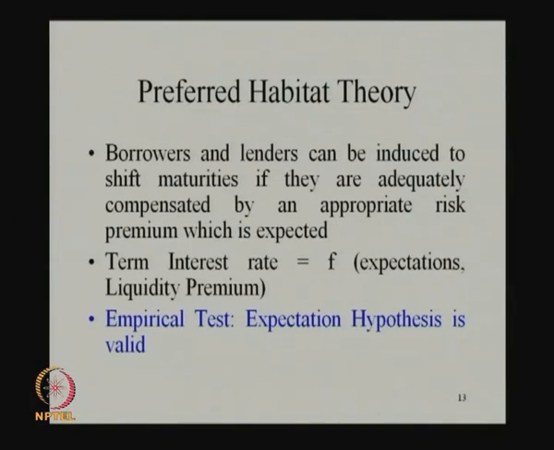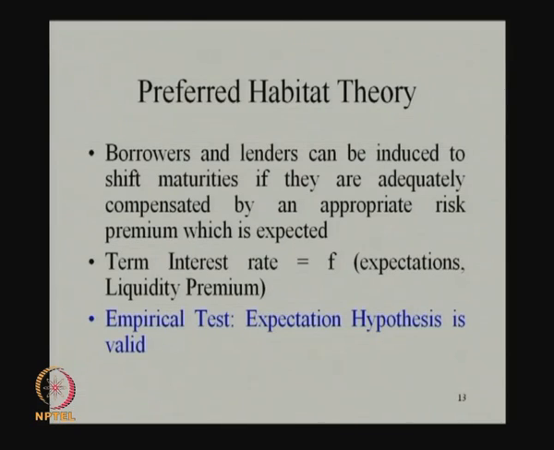And the preferred habitat theory is basically linked to this market segmentation theory. What it basically means is that borrowers and lenders can be induced to shift maturities if they are adequately compensated by an appropriate expected risk premium. That is why the term structure of interest rates is basically a function of expectations and the liquidity premium.